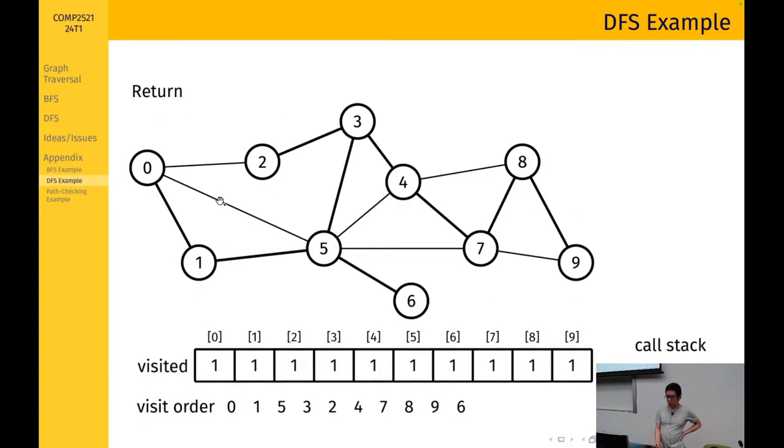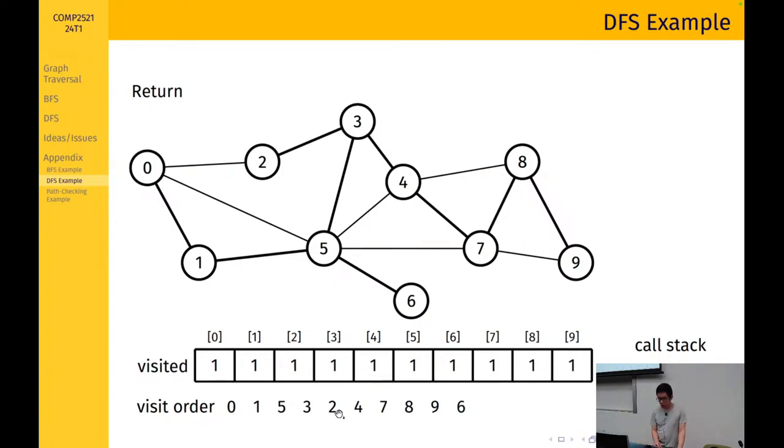Okay, so there is our DFS, and here is the order that we visited all the vertices: 0, 1, 5, 3, 2. Notice that we are going down one path as far as we can until we reach a dead end. Then we are backtracking. So we would backtrack to 3.